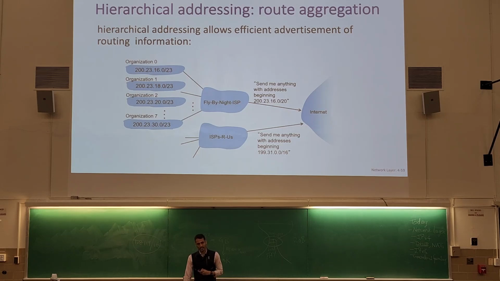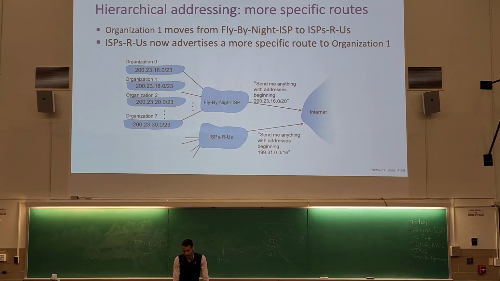There is another very handy feature that this style of routing enables, and it goes hand in hand synergistically with another forwarding aspect we've seen called longest prefix matching. So in this example, suppose organization 1 doesn't like its shady ISP and decides, I don't want your service, the speeds are not good enough, or they're flaky, I'm going to move to ISPs R Us.